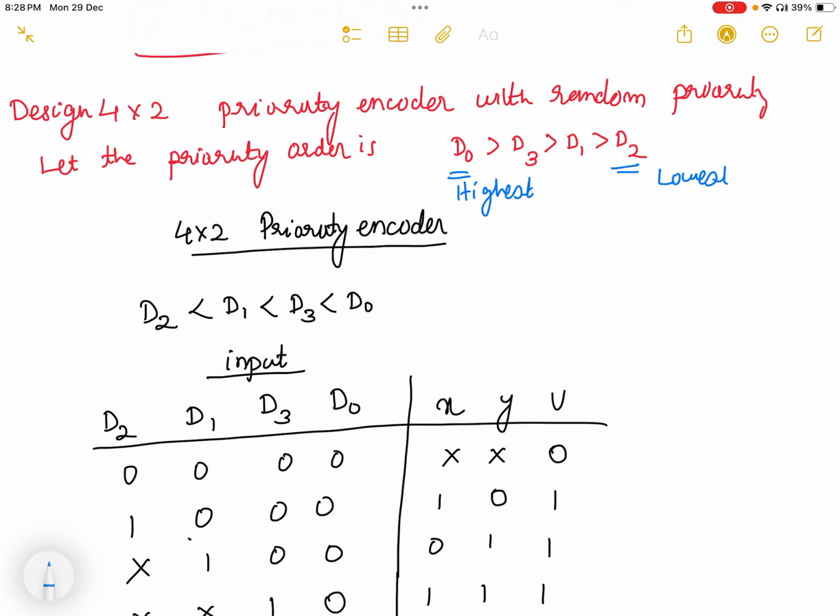So if you have any doubt about priority encoder, you can go to my previous video and check it there. So I'll start directly.